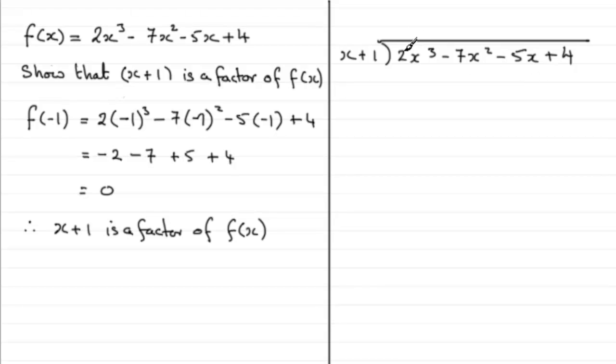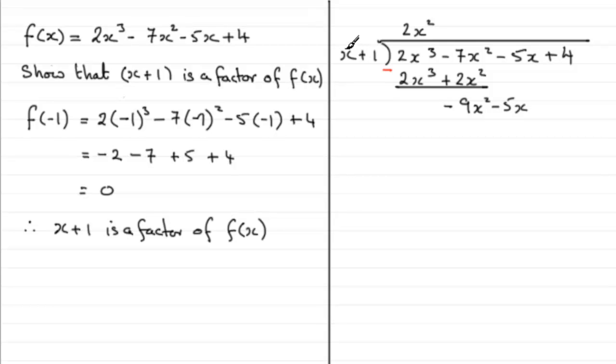So in the usual way, what do we multiply x by to give 2x cubed? Well, it's going to be 2x squared. 2x squared times x plus 1 gives us 2x cubed plus 2x squared. We then subtract to find out what this remainder is, and we get 0 here, and then minus 7x squared minus plus 2x squared is going to be minus 9x squared. Bring down the next term, the minus 5x, and start all over again.